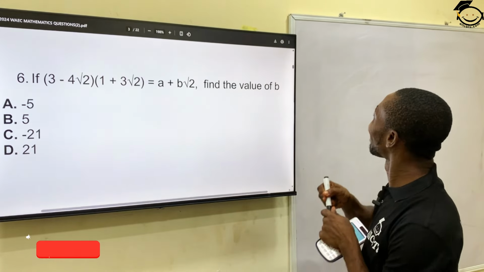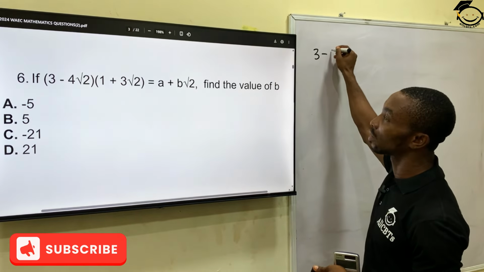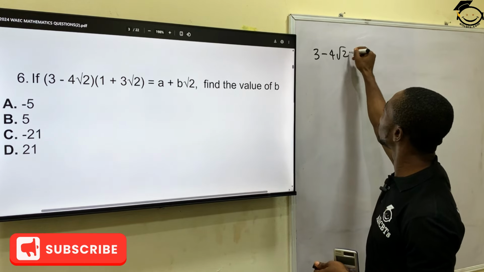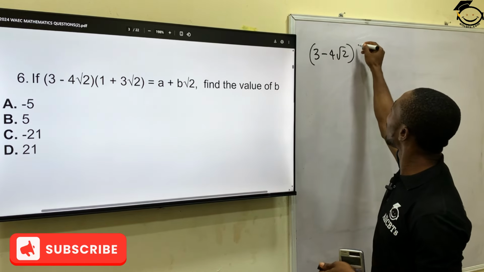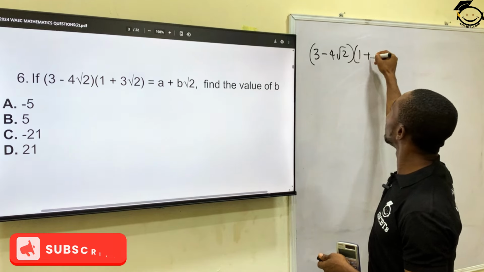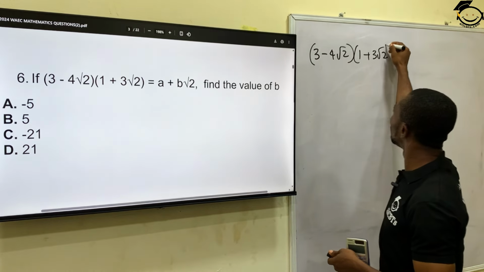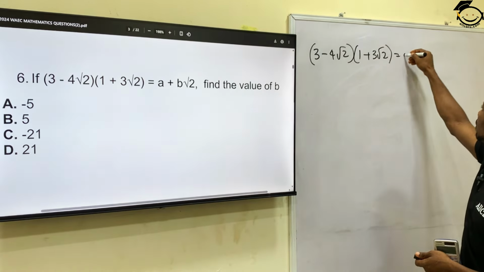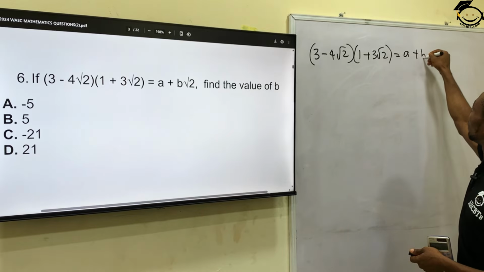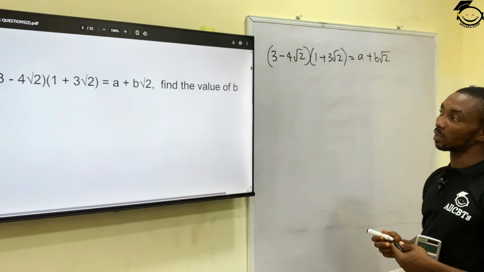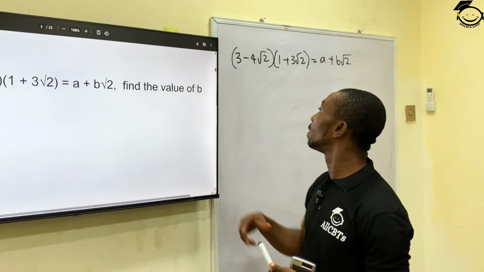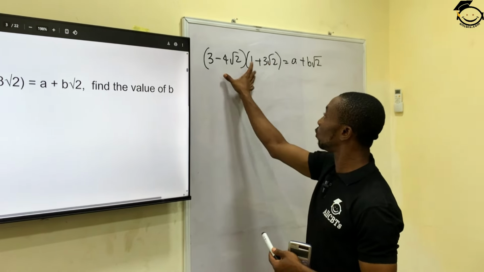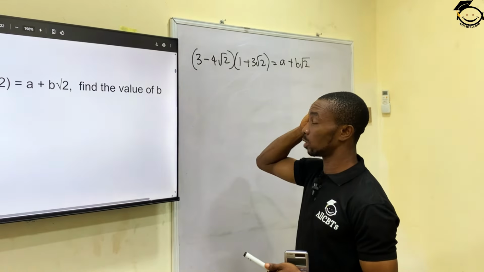If 3 minus 4 root 2 times 1 plus 3 root 2 equals to a plus b root 2. Now it says find the value of b. Now for us to find the value of b, we have to simplify these two terms.